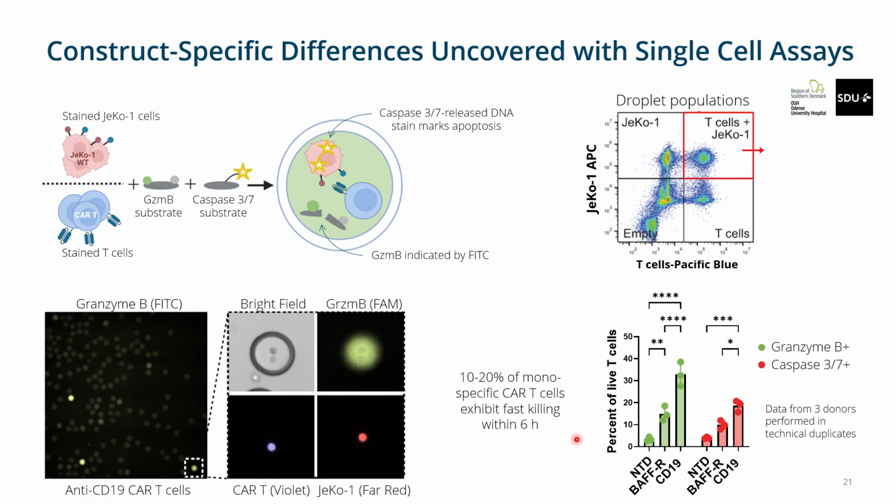But I think more important here is that we can see there's a clear difference between the BAFF-R CAR in terms of granzyme B secretion relative to the anti-CD19 CAR. And there's also a difference between these two CARs in terms of the cell death that was monitored, the caspase-3 activity.